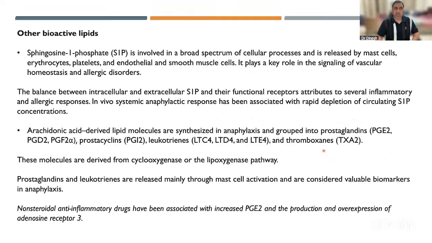The other bioactive lipids are sphingosine 1 phosphate and arachidonic acid derived lipid molecules such as the prostaglandins, PGD2, leukotrienes, and thromboxanes. These, through mast cell activation, are considered valuable biomarkers in anaphylaxis. And one of the correlates for that, NSAIDs have been associated with increased PGD2 and overexpression of adenosine receptor 3.